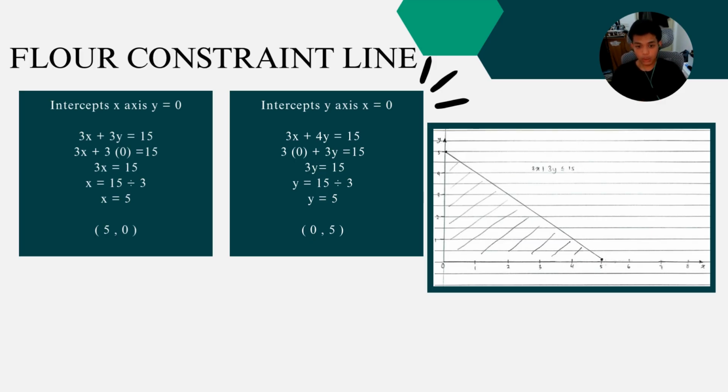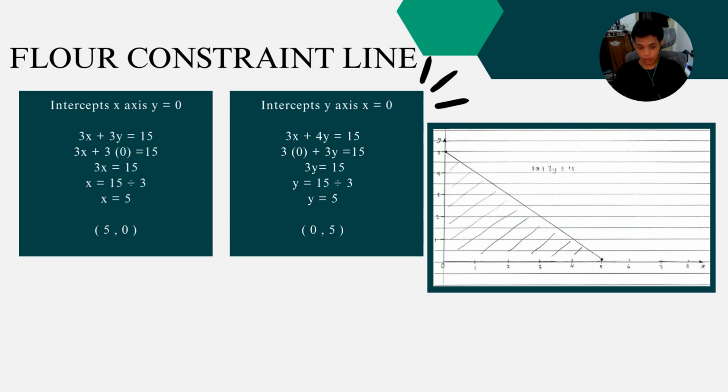On the left box, we are solving for the x-intercept by setting y equal to 0. Substitute y equal to 0 in the equation. So we get 3x plus 3 times 0 equal to 15. Next, 3x equal to 15 and we get x as 5. So the x-intercept is at (5, 0).